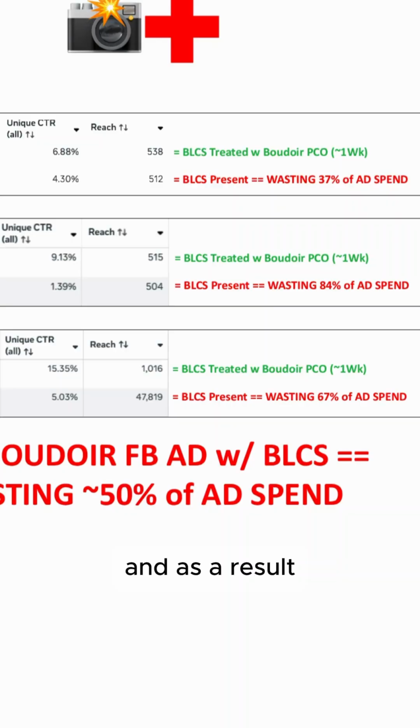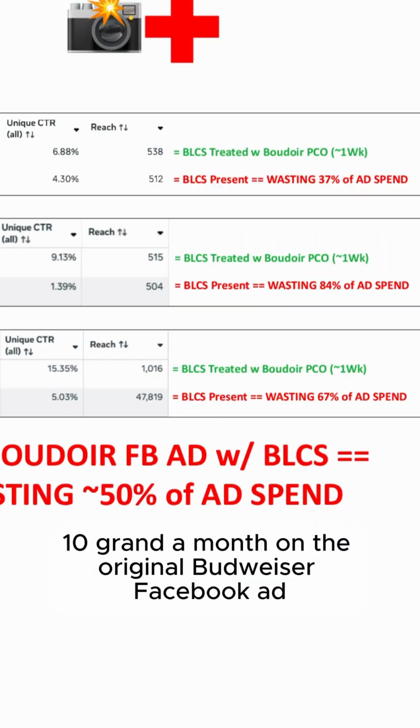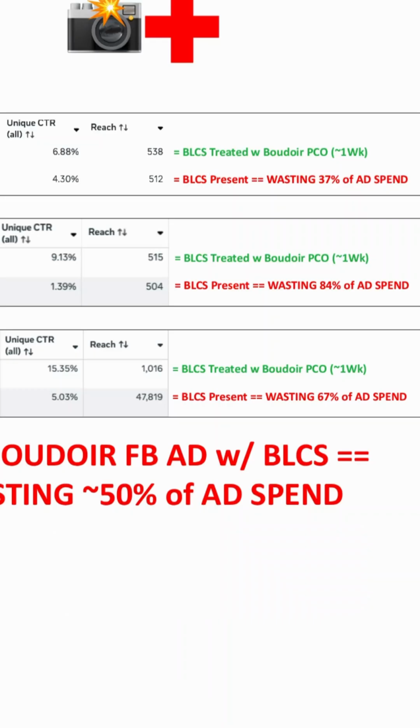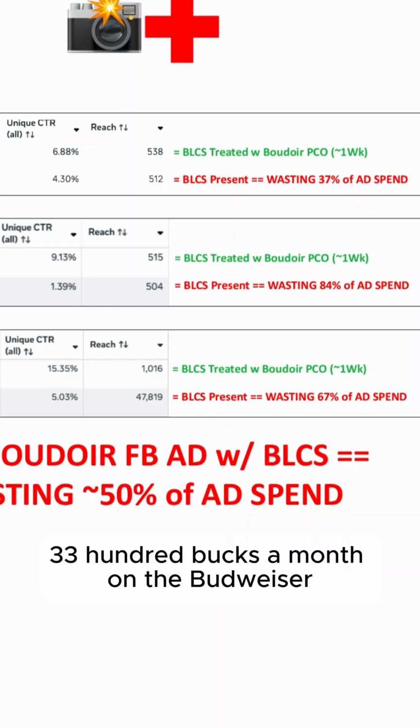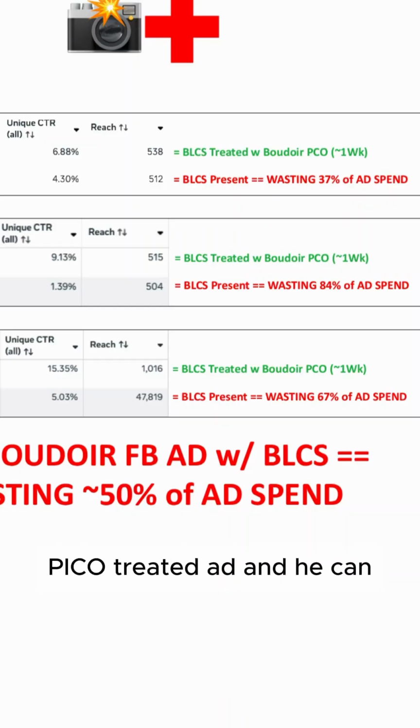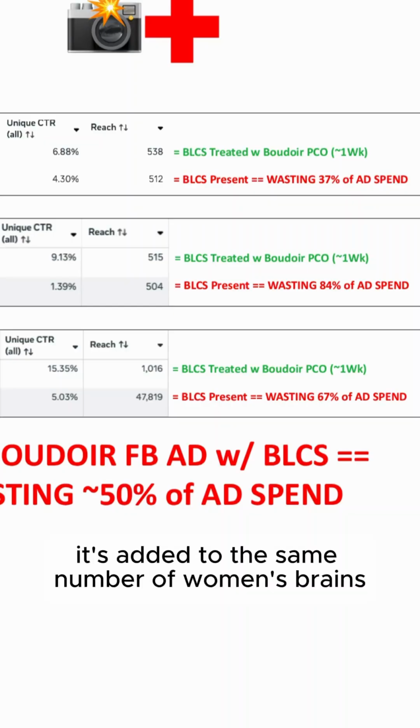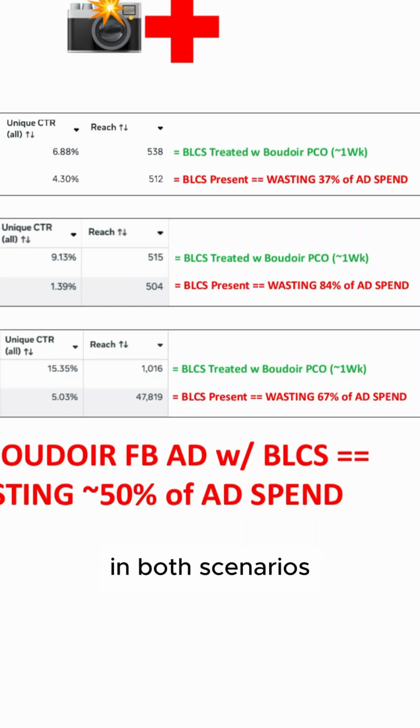And as a result, if he spent 10 grand a month on the original Boudoir Facebook ad, then now he only has to spend 3,300 bucks a month on the Boudoir Pico treated ad, and he gets to get his ad into the same number of women's brains in both scenarios.